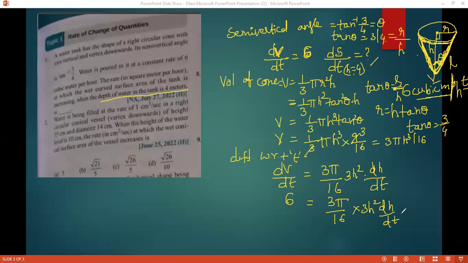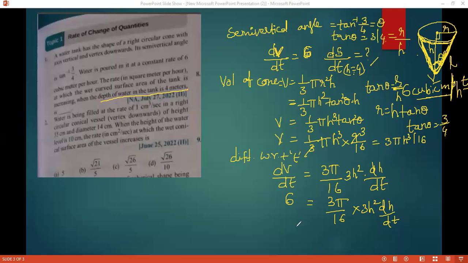But what they asked here in the question is the value when the depth of the water in the tank is 4 meters. So dh by dt at h is equal to 4 we want, right? If you know dh by dt at h is equal to 4, then you can easily find ds by dt at h is equal to 4, correct? So for that reason, I am going to write dh by dt at h is equal to 4.